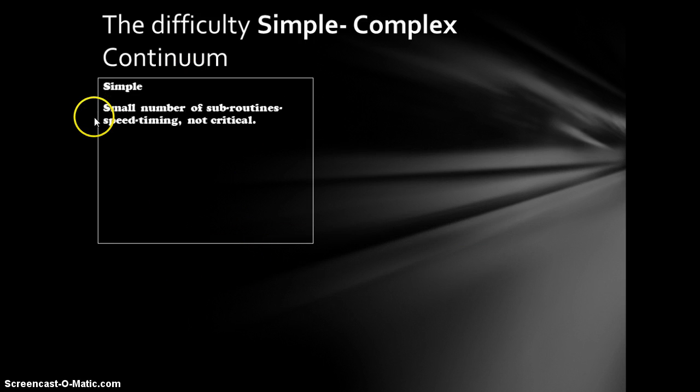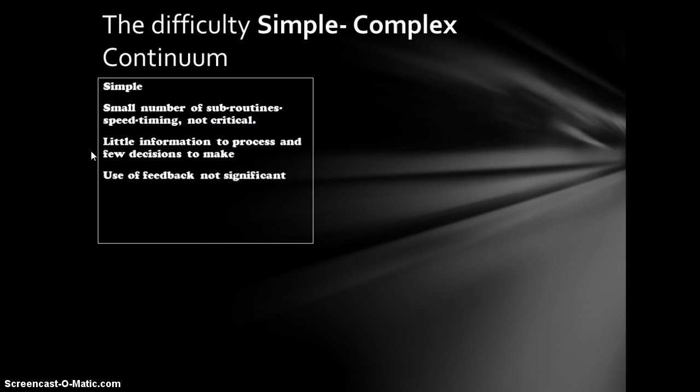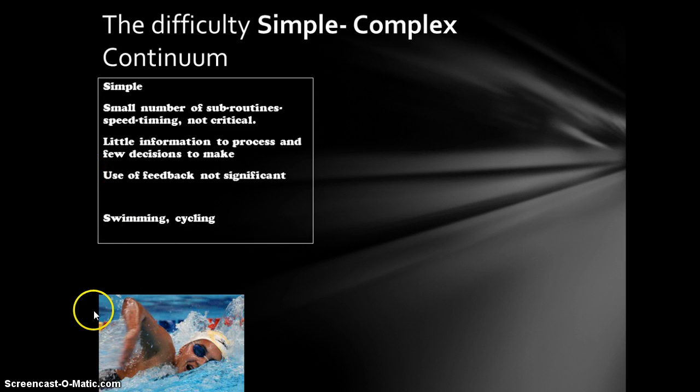So simple has a small number of subroutines, and the speed or timing of the particular subroutines and performance of the skill is not massively critical. There isn't a huge amount of information that we need to process, and the use of feedback isn't necessarily significant. So if you think about swimming, there aren't loads and loads of subroutines, and in the information processing, you don't have loads of stuff to take on board. It's about obviously maintaining your technique, yes, and that's why we have a continuum.